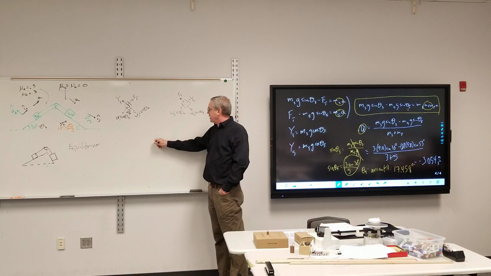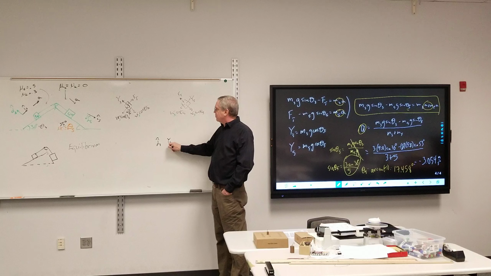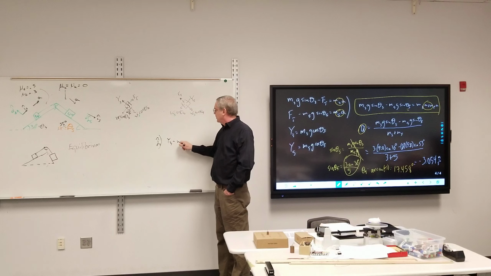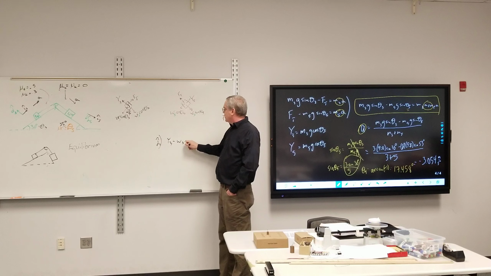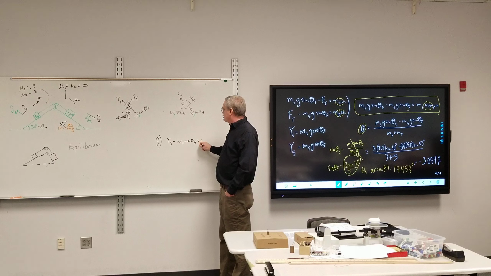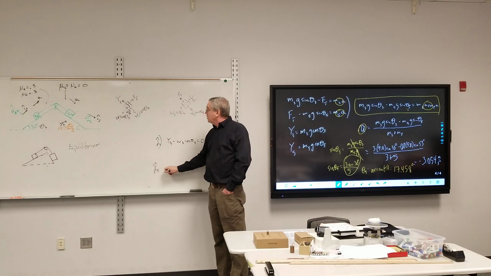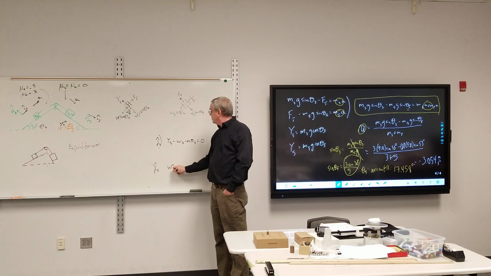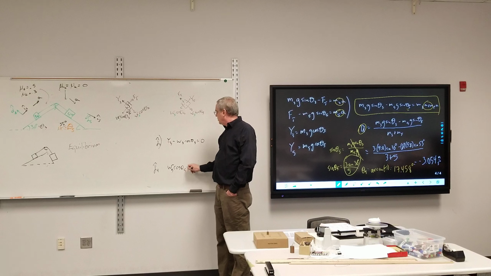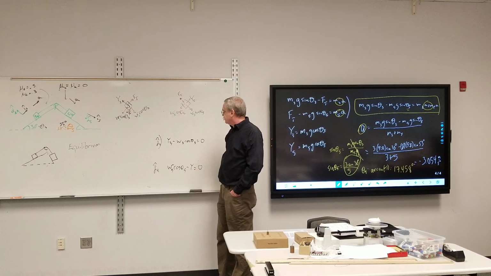So my j3 hat equation is going to be Y3 minus W3 cosine theta 3 equals 0. My j5 hat equation becomes W5 cosine theta 5 minus Y5 equals 0.